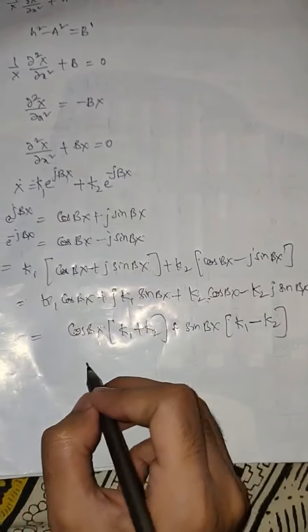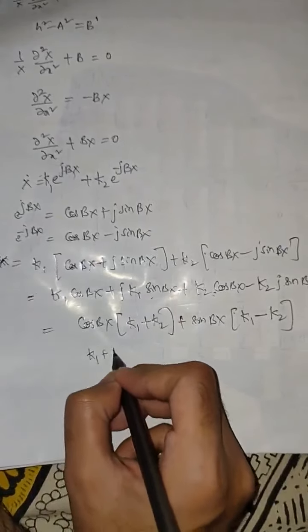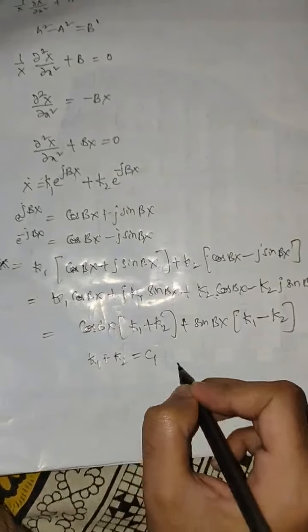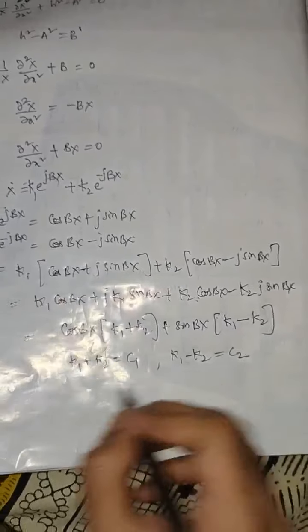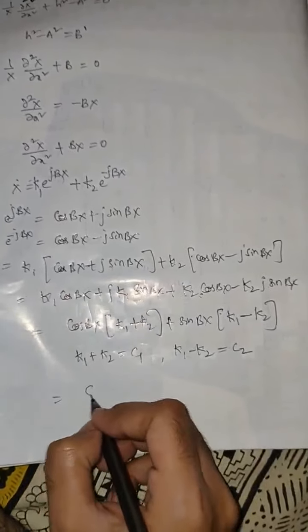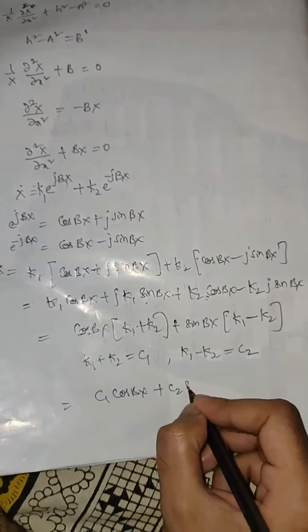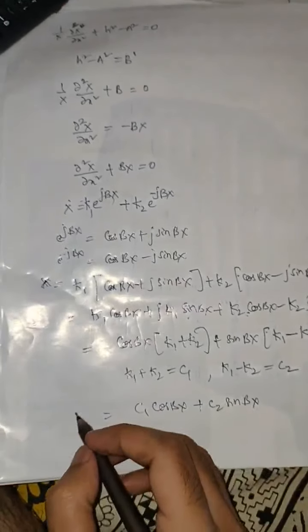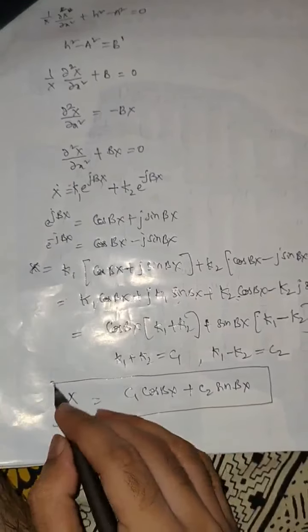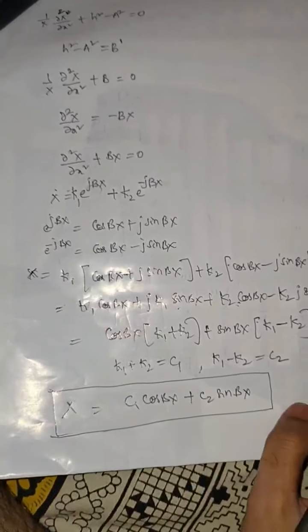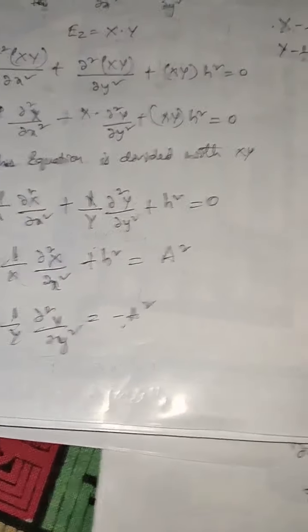Okay, so k1 plus k2 can be written as c1. This is the assumption. So k1 minus k2 can be written as c2. Okay, the equation can be written as c1 cos bx plus c2 sin bx. So this is the X solution. Okay, c1 cos bx plus c2 sin bx. Okay, so this is the solution of X.